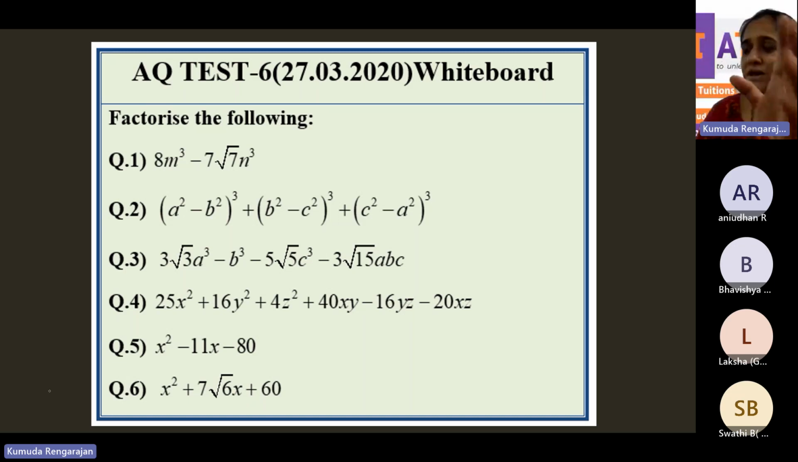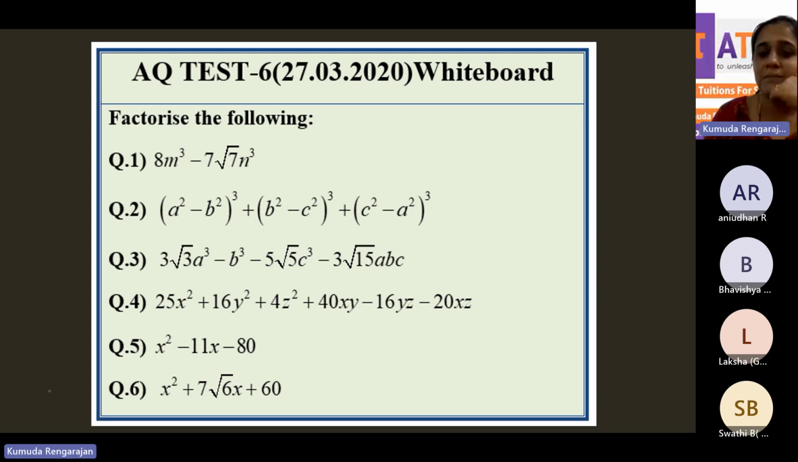Writing the expression as the product of its factors is factorization. Like we write 6 as 2 into 3, so the two factors of a cubed minus b cubed are a minus b into a square plus ab plus b square. There are two factors, and you're writing the expression as a product of its factors.